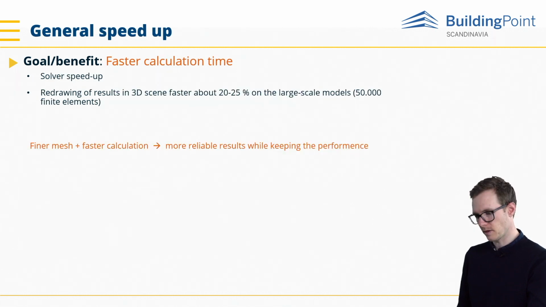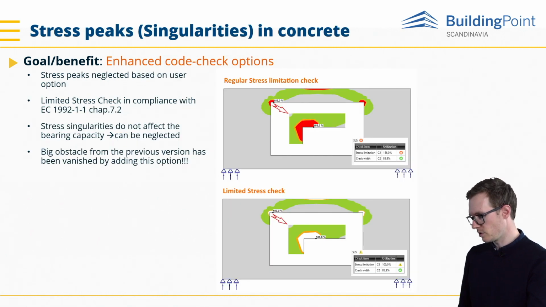So yeah, redrawing of results in the 3D scene is faster by about 20 to 25%. So that's better. If we have a finer mesh and a faster calculation, that means more reliable results while keeping the performance. And now over to the new improvements in concrete.